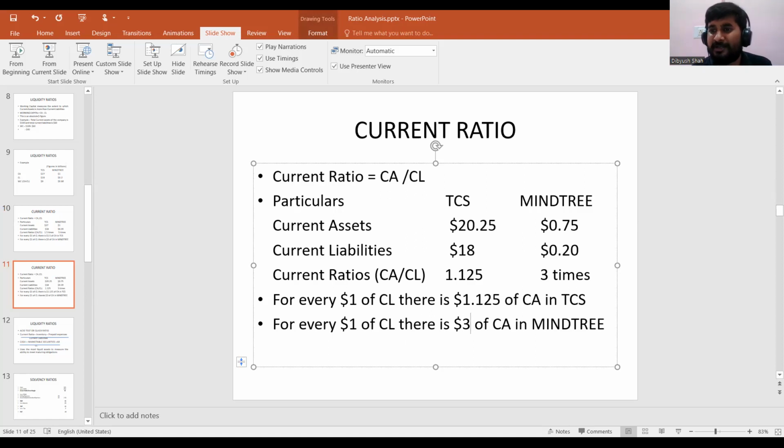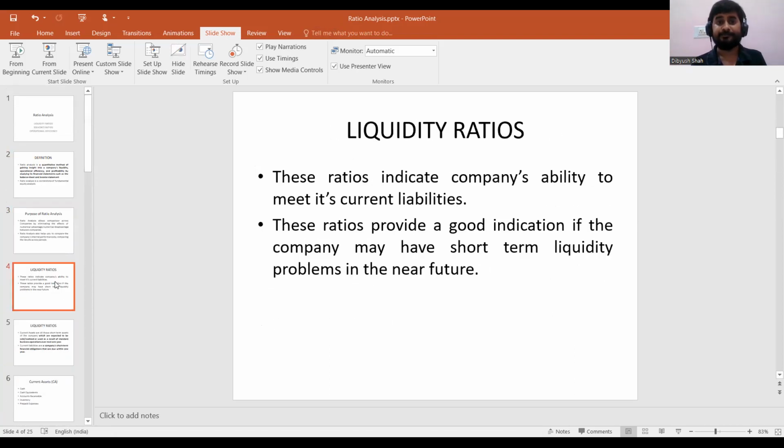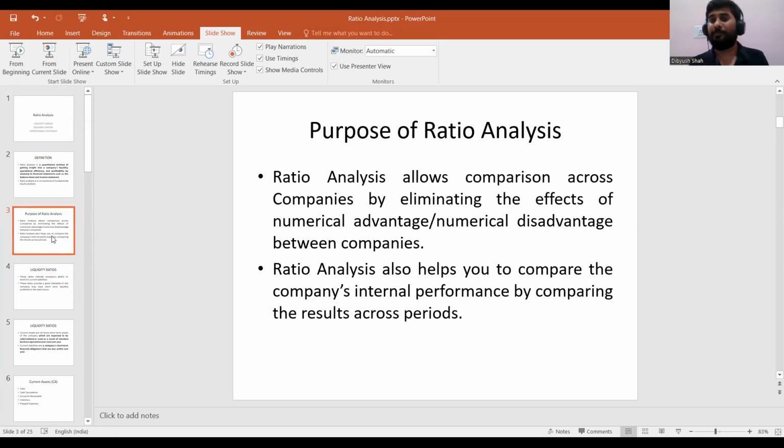IT companies do not have much inventory either. See the difference. That is what ratio analysis does. It strips or removes the numerical advantage or disadvantage that any company might have and presents the number in a simple format for us to understand. This is what we were discussing in this slide. This eliminates the effects of numerical advantage. TCS had a huge numerical advantage. The effects got eliminated.